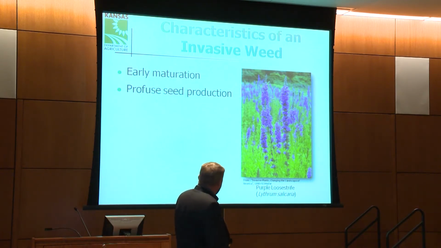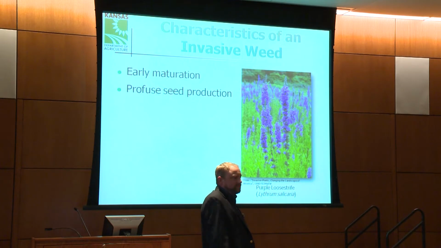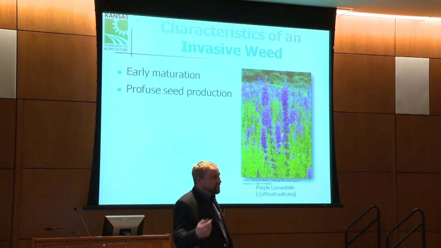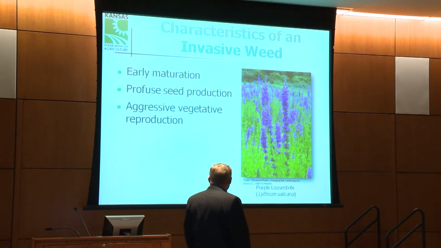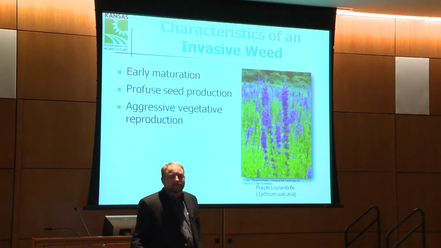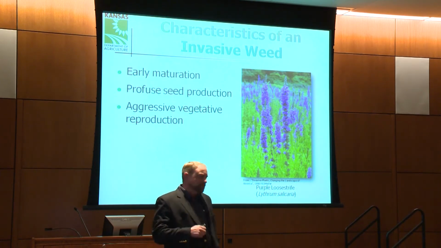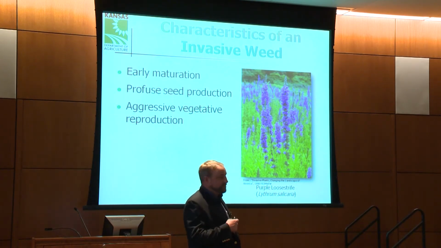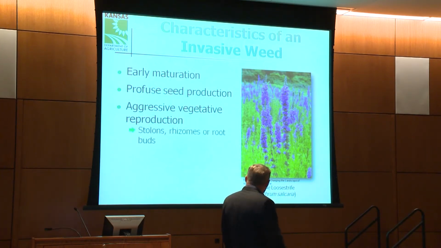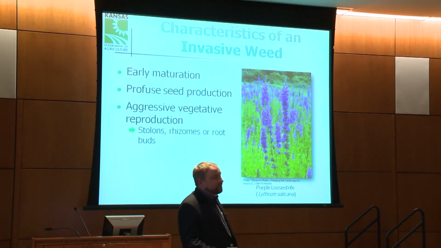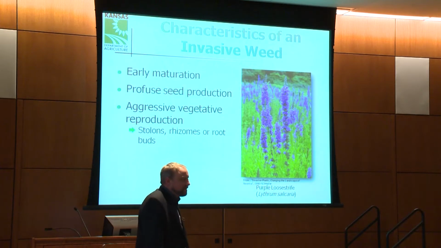Produce a lot of seeds. There are some invasive species that produce hundreds of thousands of seeds per plant and are easily disseminated. Aggressive vegetative reproduction. This means reproducing from things other than seed, such as the root system, various types of root systems.